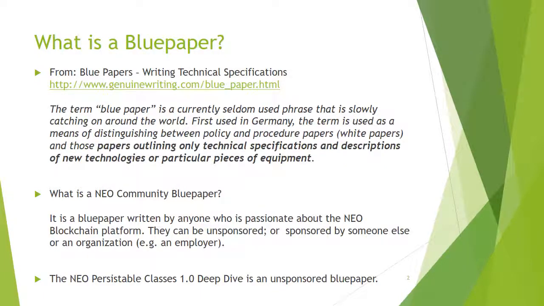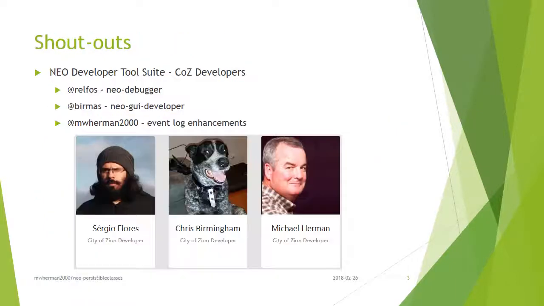So what is a blue paper? A blue paper first was used or defined in Germany, and it's come to represent papers outlining only technical specifications and descriptions of new technologies or other pieces of equipment. And so what's a NEO community blue paper? It's actually a phrase I coined, and it's intended to apply to any blue paper that's written by anyone who's passionate about the NEO blockchain platform. Of course, they can be sponsored or unsponsored, and this particular one is unsponsored.